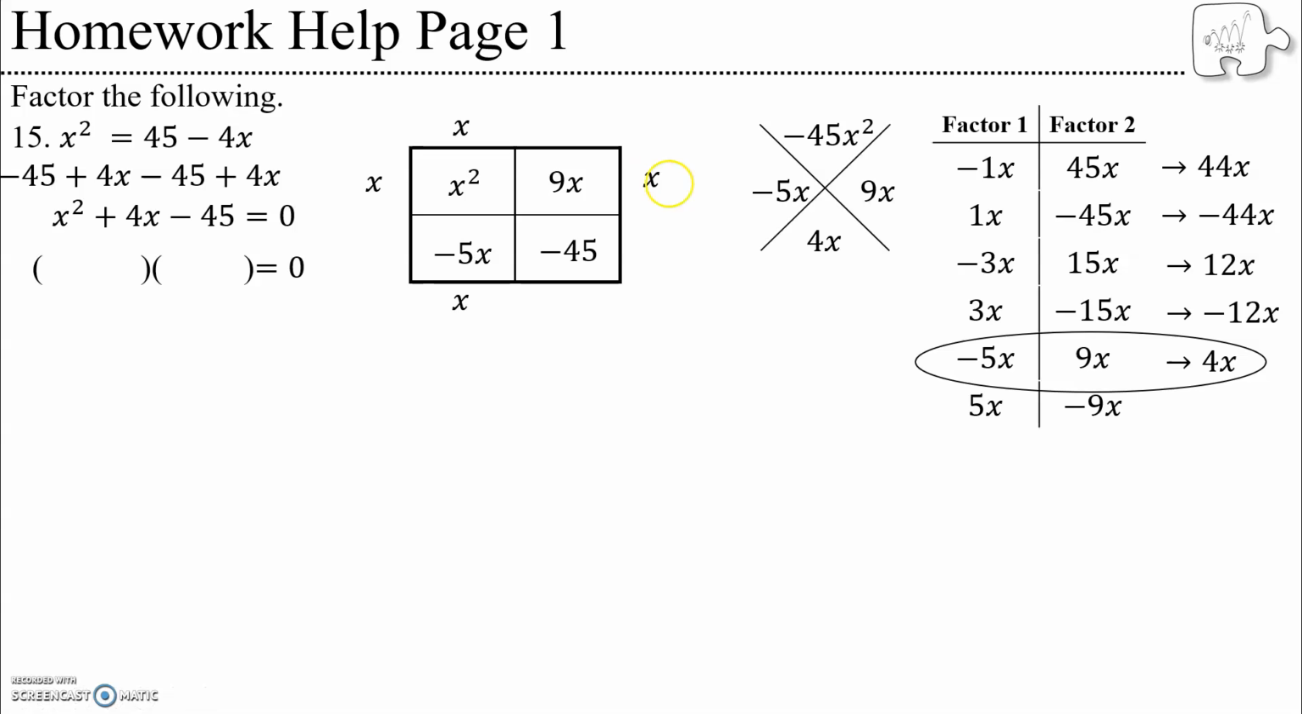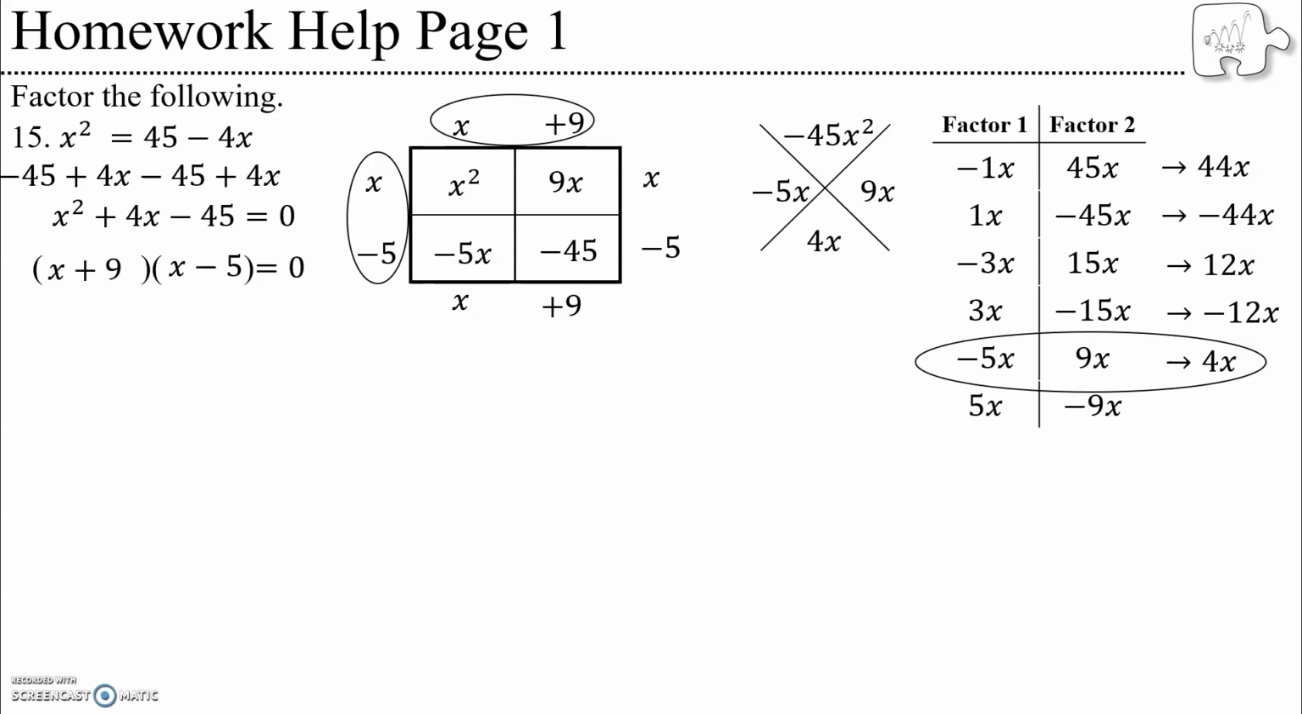Drop down our x's. Right, x times what is 9x? Positive 9. Drop it down. 9 times what is negative 45? Negative 5. Right, which is good because x times negative 5 is negative 5x. So now we got our length and our width, x plus 9 and x minus 5. So let's go and fill it in here.